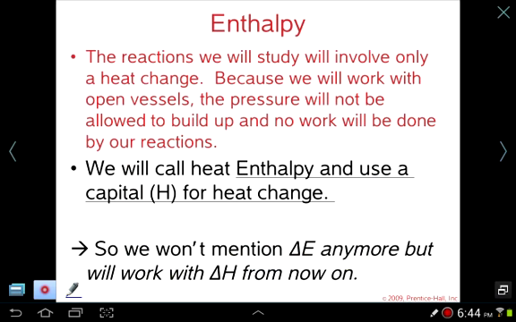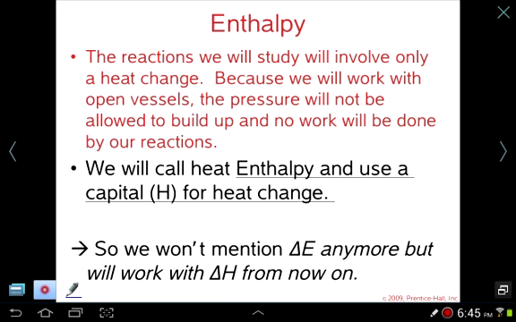Now, we're going to actually define enthalpy and work with something called enthalpy from now on. And here it says that many of the reactions we'll study involve only a heat change. And because we're going to be working with open vessels, we're not going to allow the pressure to build up, and so there'll be no work done by our reactions. In other words, we're going to study the heat component of the reaction and not really the work component of the reaction, even though that's also an interesting study.